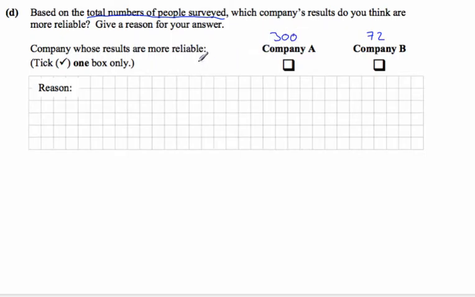Well, the results that are more reliable would be the survey that surveyed the most people. That makes for a more reliable result. So the answer would be company A, and the reason is they surveyed more people. And that's the end of question number 3.